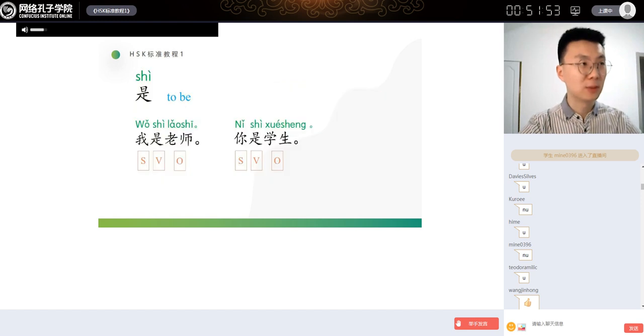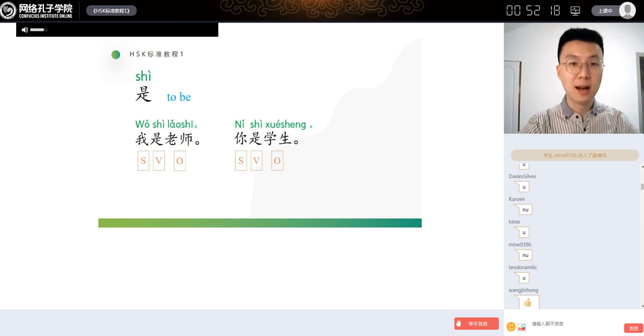好, let's look at this one. 是. Shi is today's grammar. It means to be. It's a very basic sentence in Chinese. 我是老师. In this sentence, 我 is subject. 是 is a verb. 老师 is object.